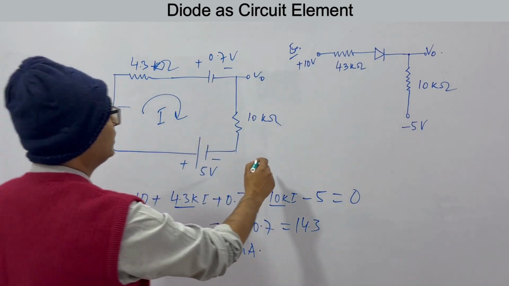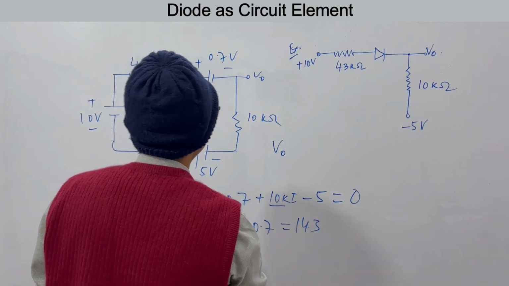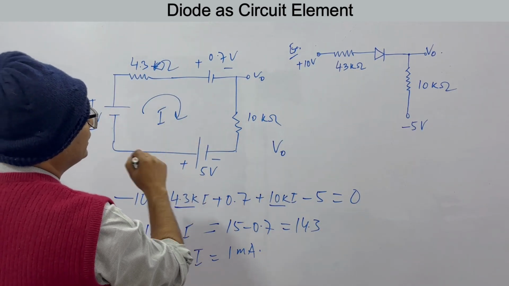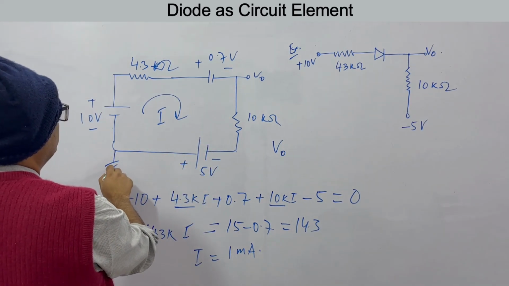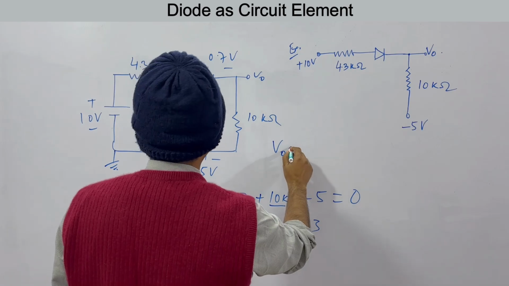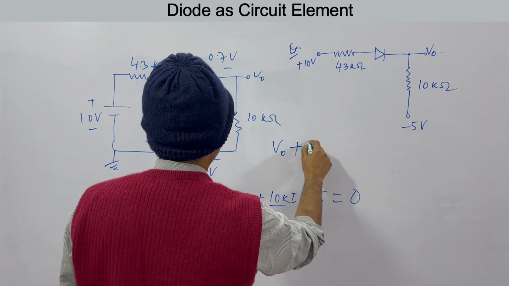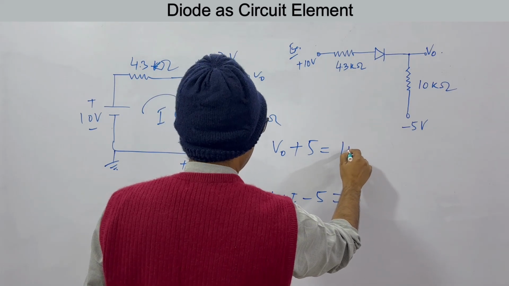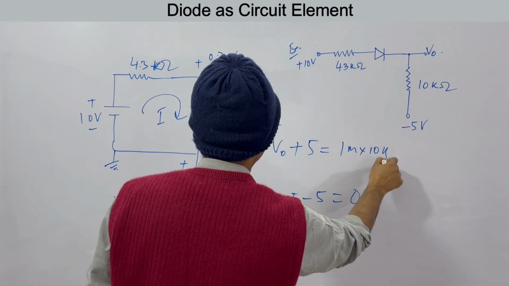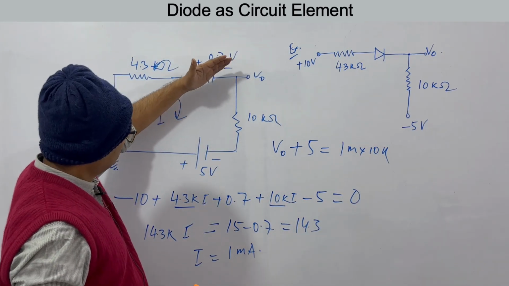And what is V output? V output, you can go by any side. So what you can do, let's say this is grounded. V output minus 5, that is plus 5, is equal to I into 10. I is 1 milliampere into 10 kilo ohms. Clear? You just forget about this part.